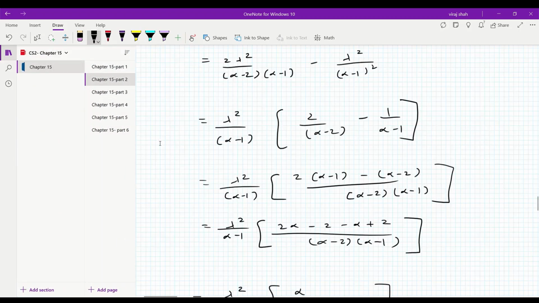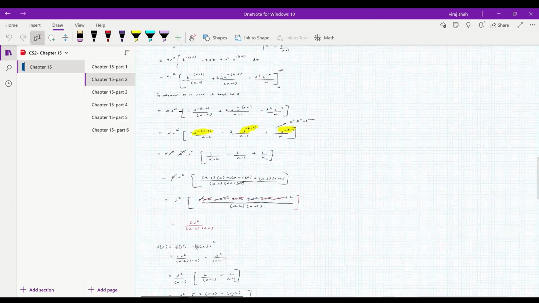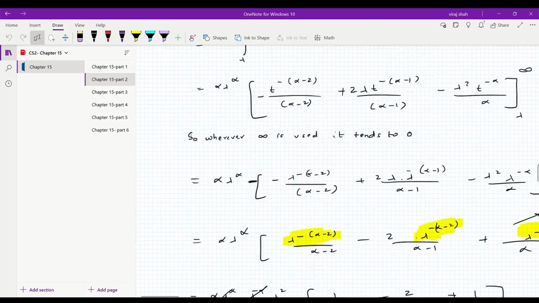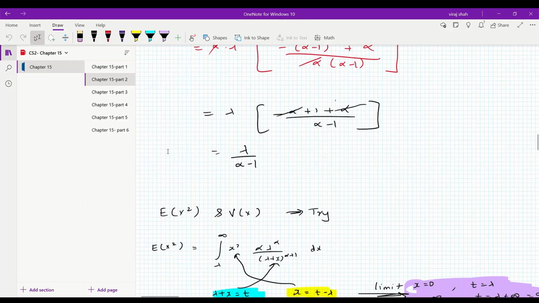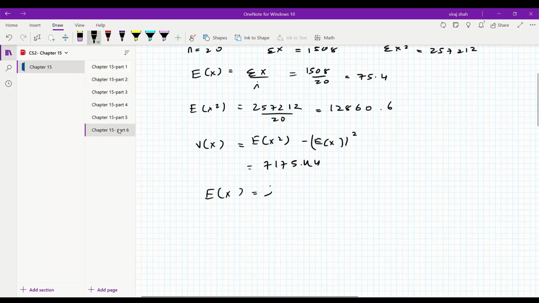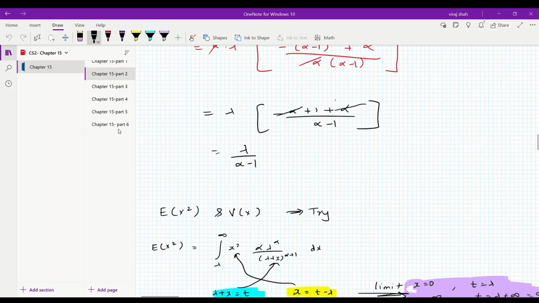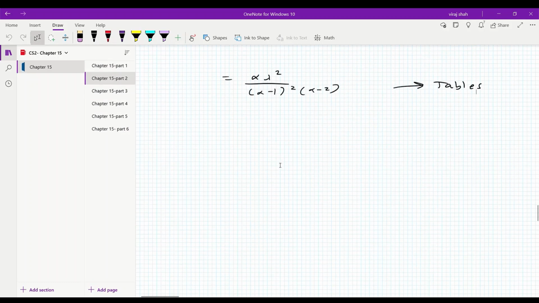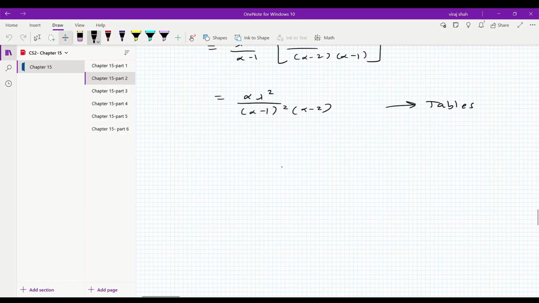Now the expectation of x for a Pareto distribution is, let's see, part 2 I guess was the Pareto distribution. Yeah, this is expectation of x, which is lambda upon alpha minus 1. So lambda upon alpha minus 1 is nothing but 75.4. Similarly, our variance of x would be, let me just copy paste it.